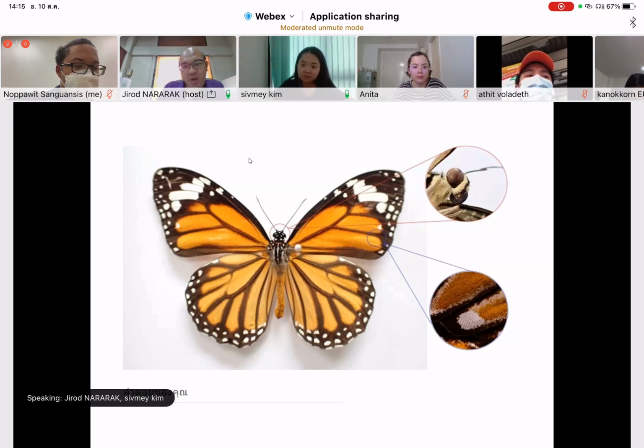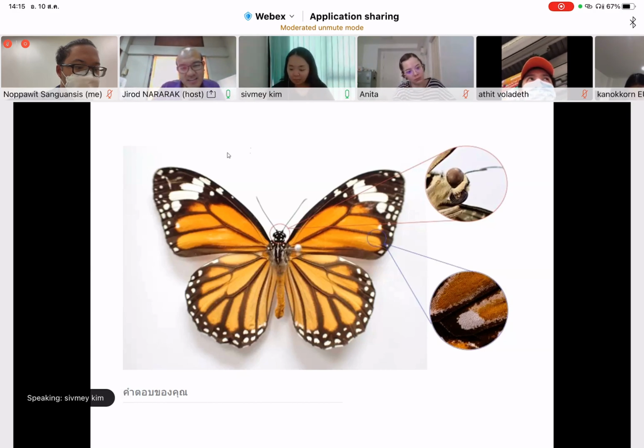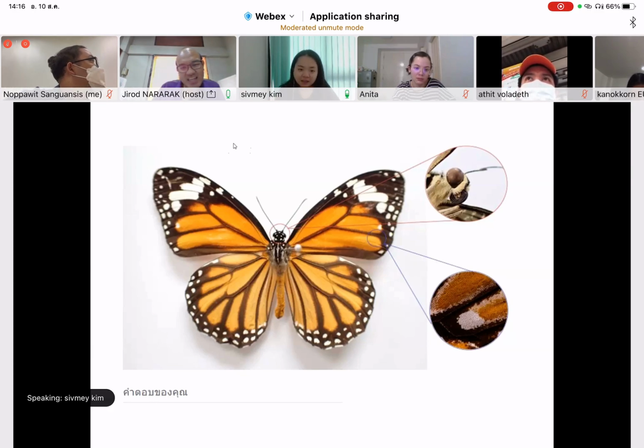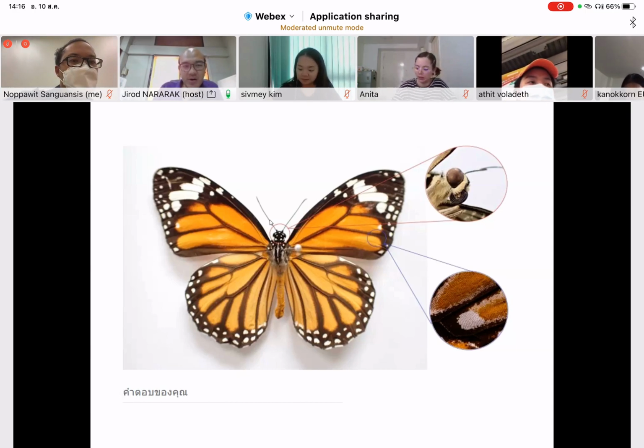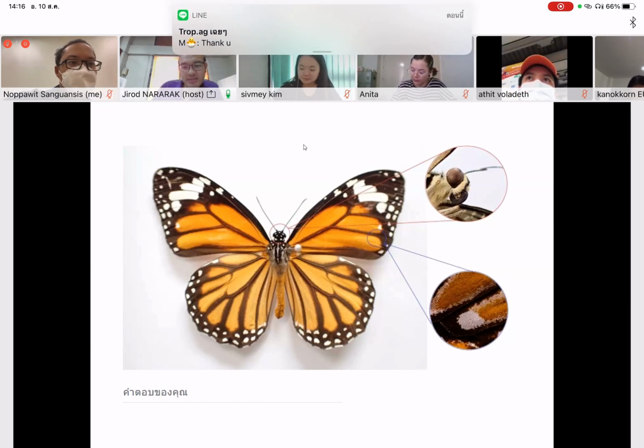This is their wing, they have scales. Lepidoptera, right? Yes, of course. So Lepidoptera, Lepido came from scale, because these insects have scales as a characteristic, and their mouth part is a siphoning mouth part.